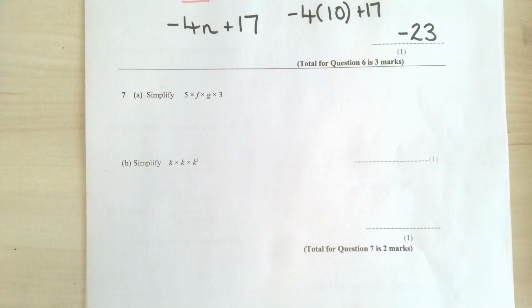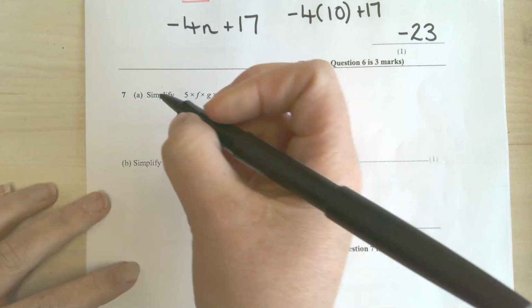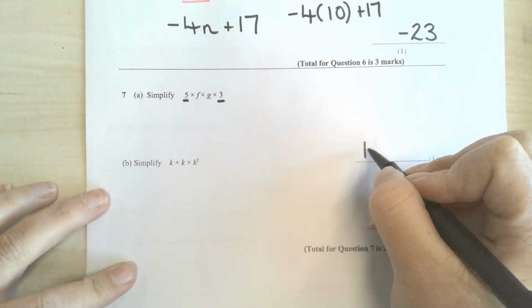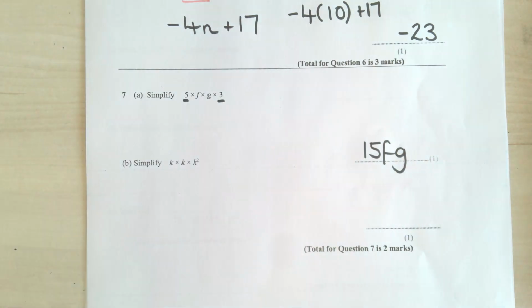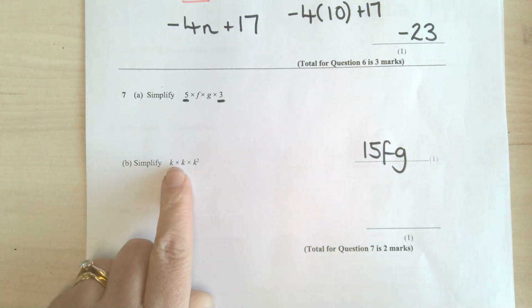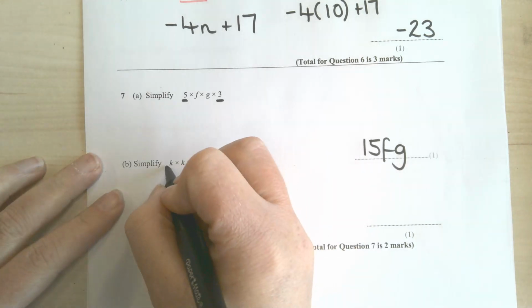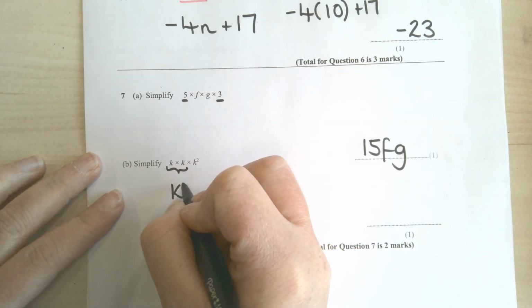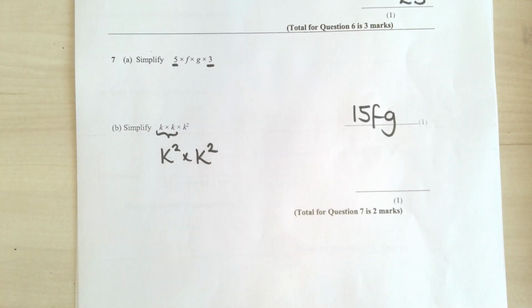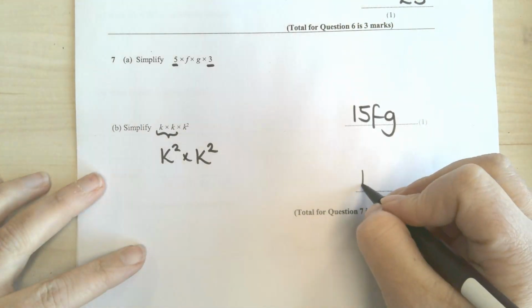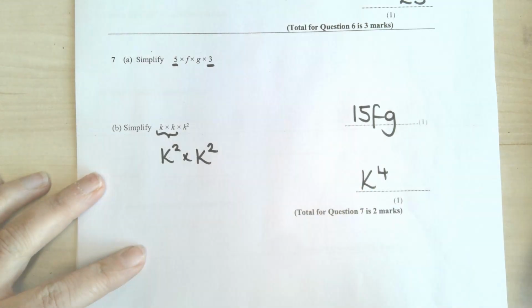You're then asked to simplify 5 times f times g times 3. Well, 5 times 3 is 15, and f times g is just fg. And then here I've got k times k. Well, I know that k times k is k squared, and then timesing that by another k squared. My laws of indices, when I multiply, is that I add my little index number, so that becomes k to the power of 4.